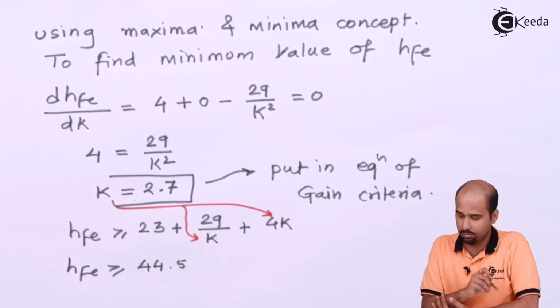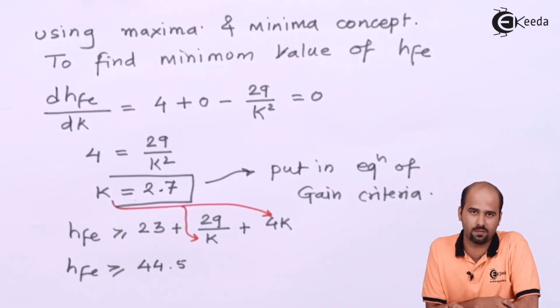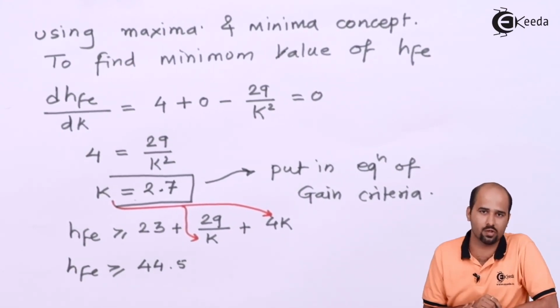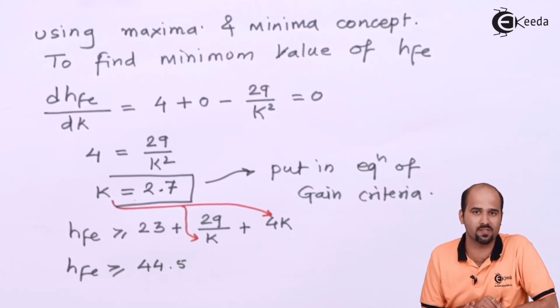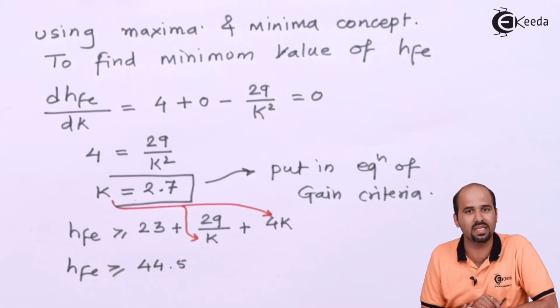So as far as the BJT is considered, we have studied all aspects of the oscillator, all the criteria, frequency as well as gain. To have the frequency of oscillation given by 1 upon 2 pi RC under root of 6 plus 4K, you have to have the gain, that is HFE value, greater than 44.5, and the K value should be 2.7 to have the minimum value of HFE, that is 44.5.